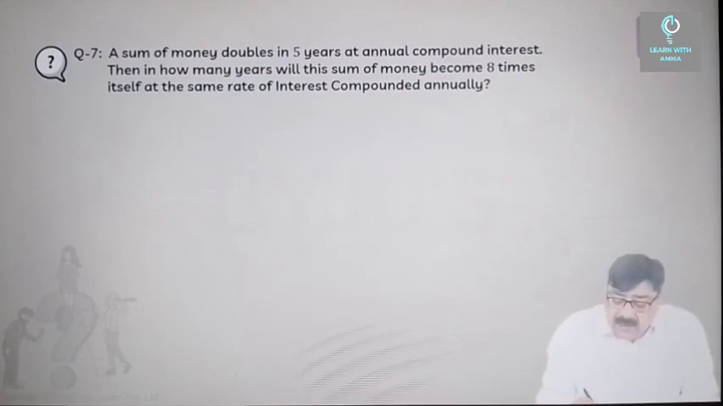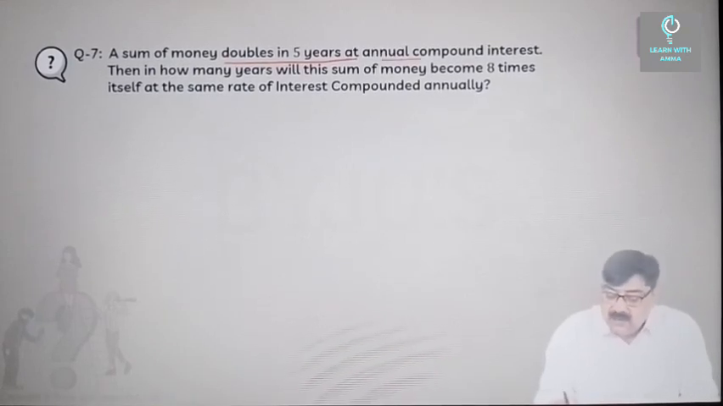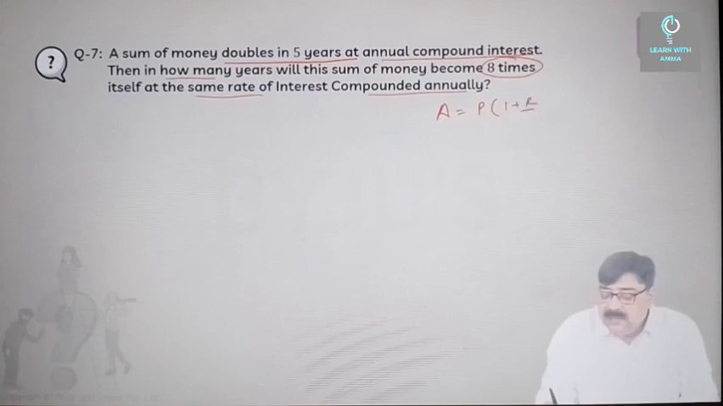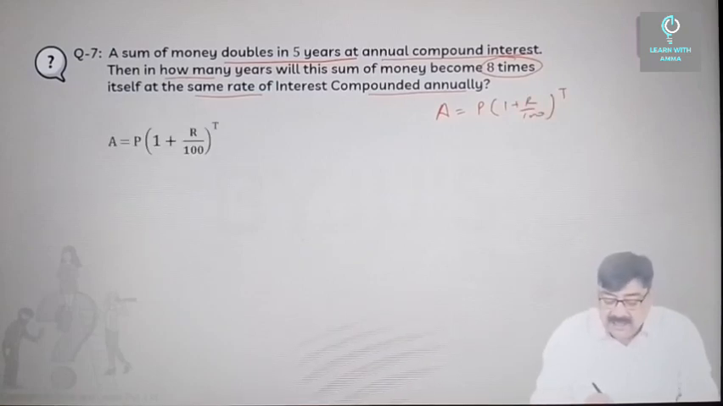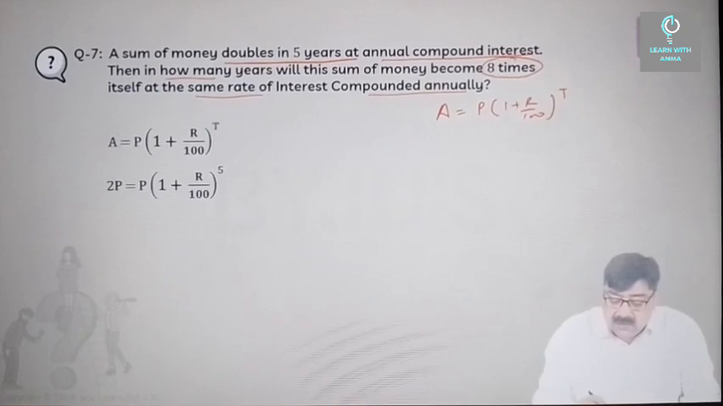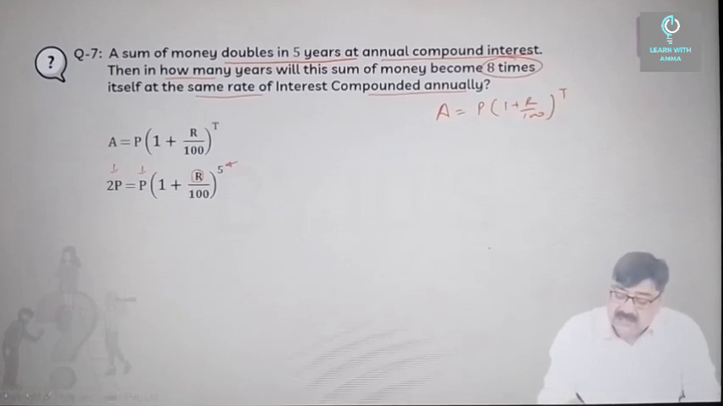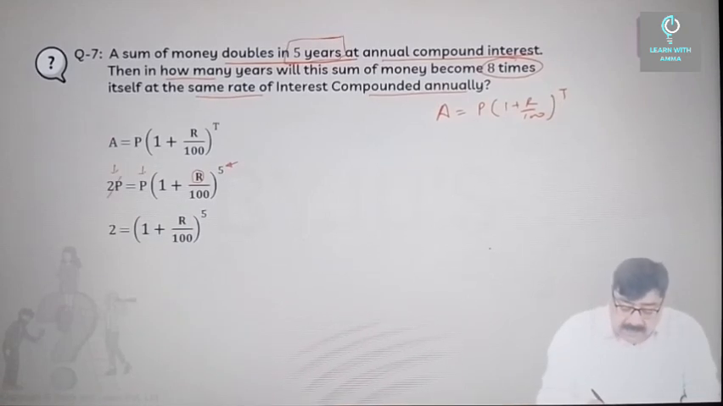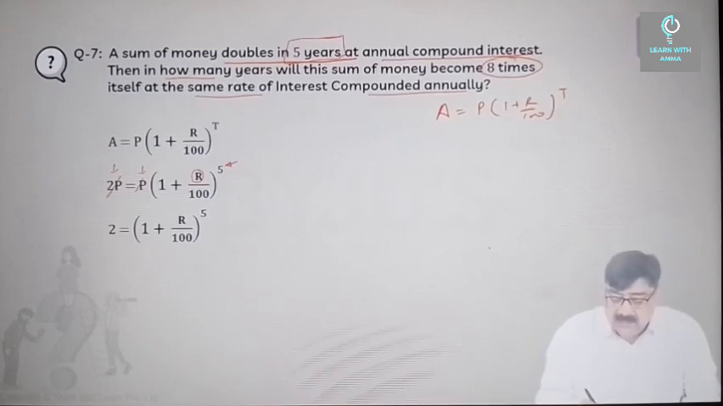Next question, a sum of money doubles in 5 years at annual compound interest. Then in how many years will this sum of money become 8 times itself at the same rate of interest compounded annually? Now, you know the formula, A is equal to P into 1 plus R by 100, the standard formula. All right, applying that, you know that P is the principal, the amount becomes double that, so it becomes 2P. The rate of interest is not mentioned, let it be R, but this happens in 5 years. That is what is given to us here. Now, P and P will cancel, 2 is equal to 1 plus R by 100 raised to 5.